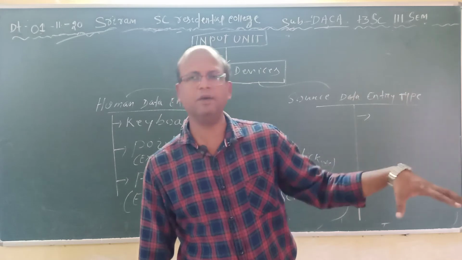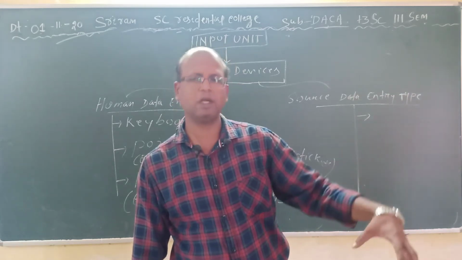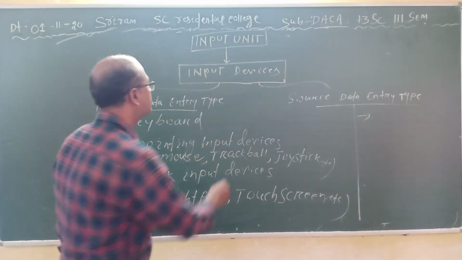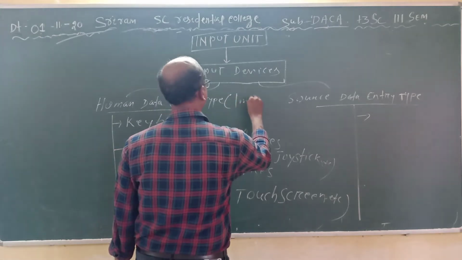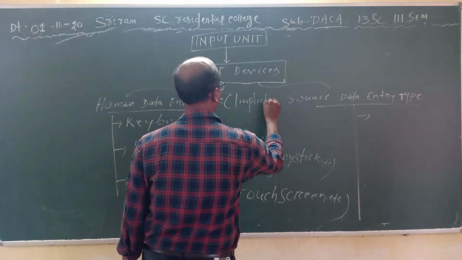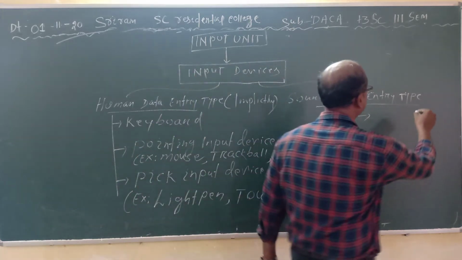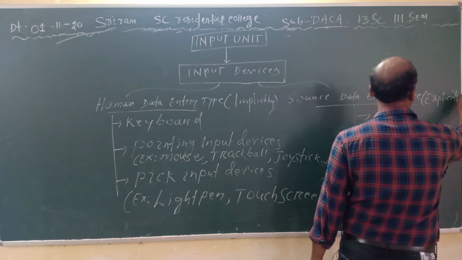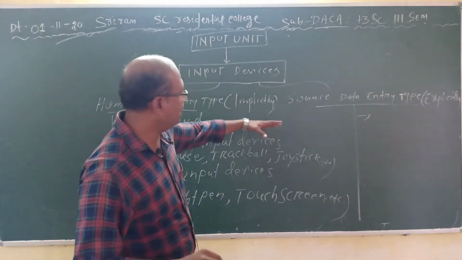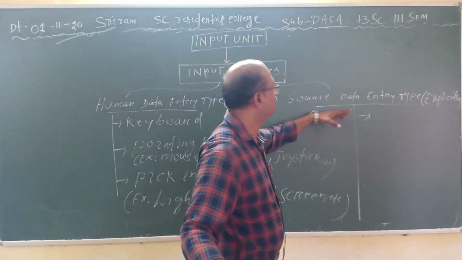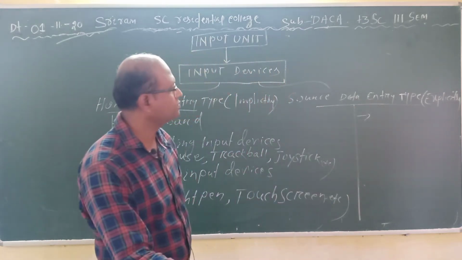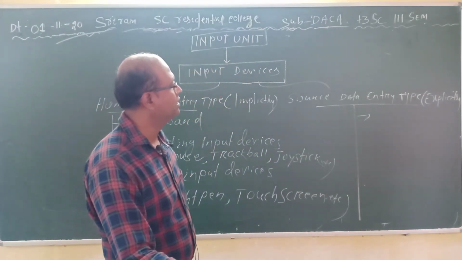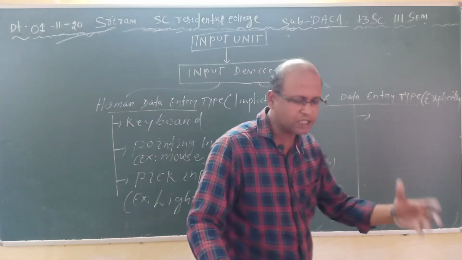Normally data is inserted into the computer explicitly, but here data is inserted implicitly. In this kind of source data entry type, data is inserted into the system with less or no intervention or interaction of a human being.